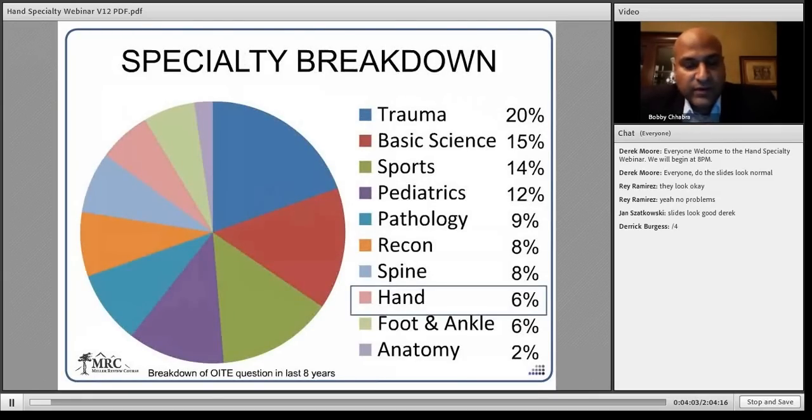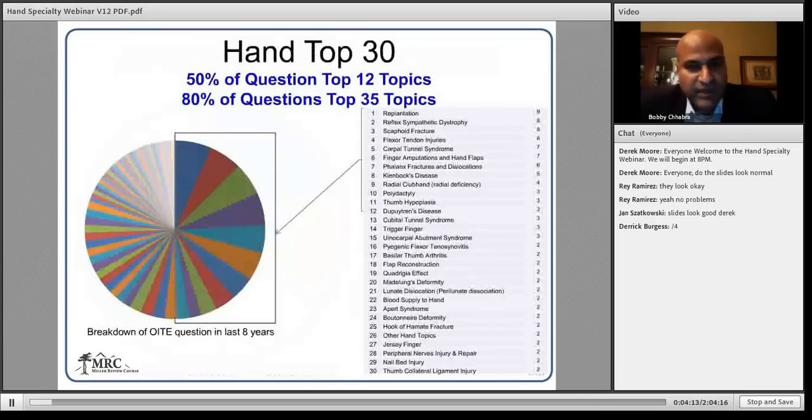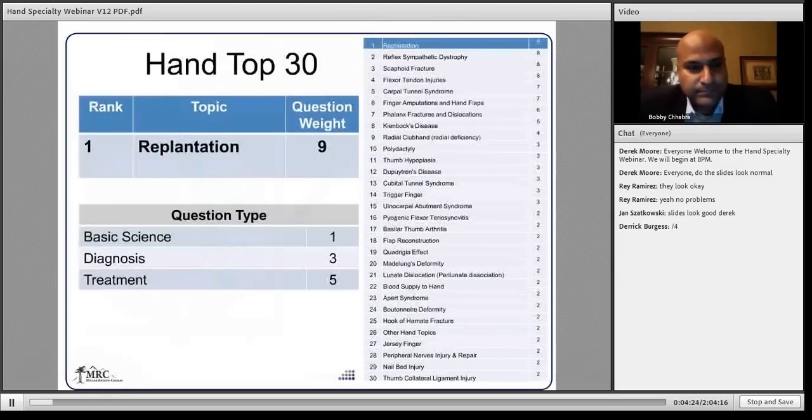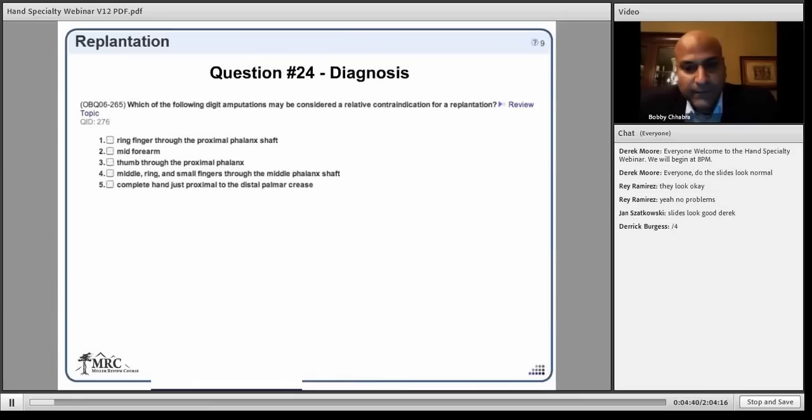As Mark mentioned, hand is about 6% of the questions from the OITE, according to the ABOS data, and 50% of the questions come from the top 12 topics listed. And 80% of the questions that you will see come from the top 35 topics. We have reviewed the questions from the last 8 OITEs and have broken them down accordingly. We'll go over questions based on how frequently they've appeared in the last 8 years in the OITE.